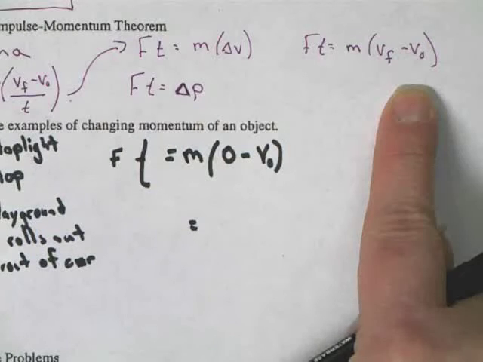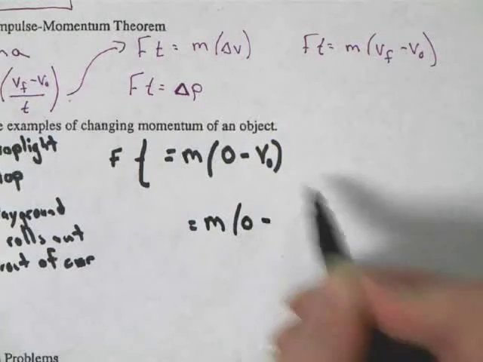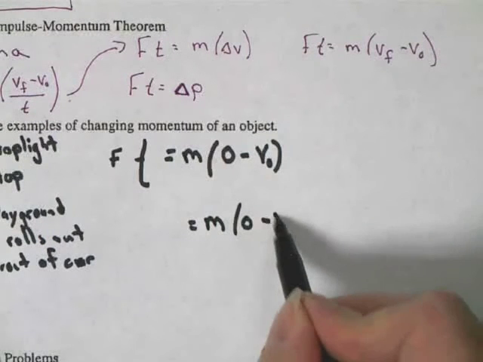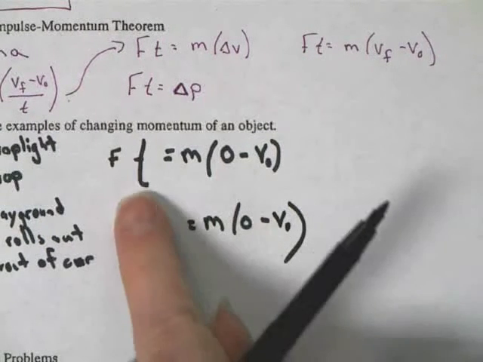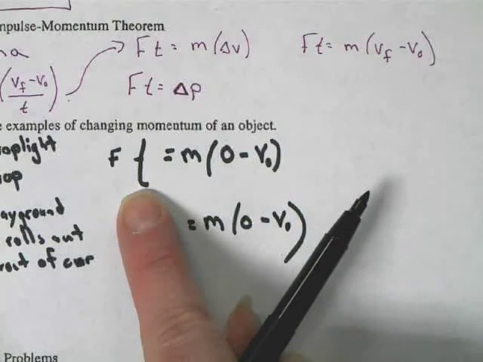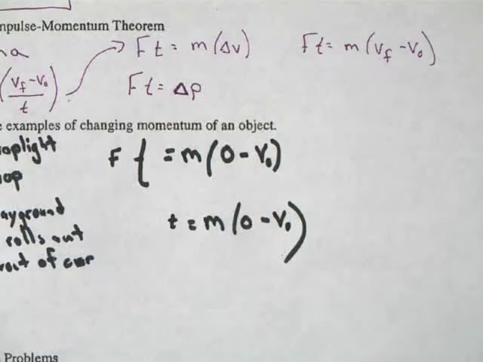So a playground ball rolls out in front of your car. Let's talk about the right-hand side of this impulse momentum theorem first. V final is 0. The mass of your car didn't change. You were traveling at that same speed before you slammed on the brakes. How long did it take you to stop? Nice long time? No. Tiny time.